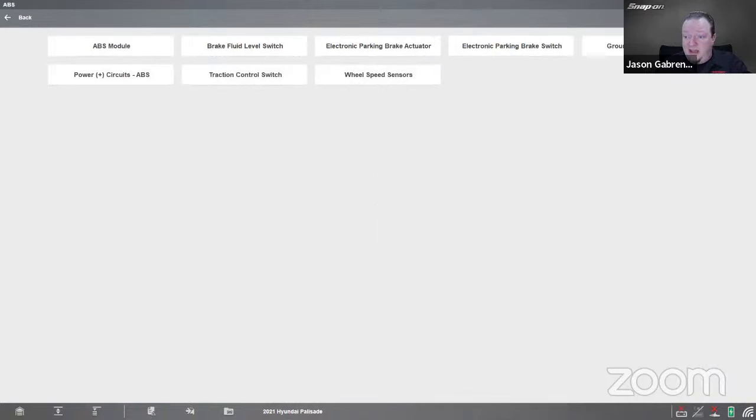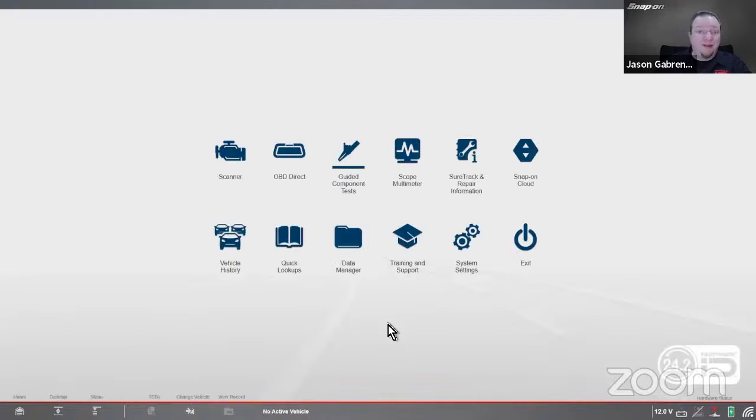All right, so that is ABS. Hopefully you learned a few little tips and tricks, and some of the modern ways to test them are not as easy as it used to be. Just like everything else nowadays, it's not nearly as easy as it used to be back in the old days, right? So hopefully you got a few little tips that'll help you out maybe tomorrow in the shop.